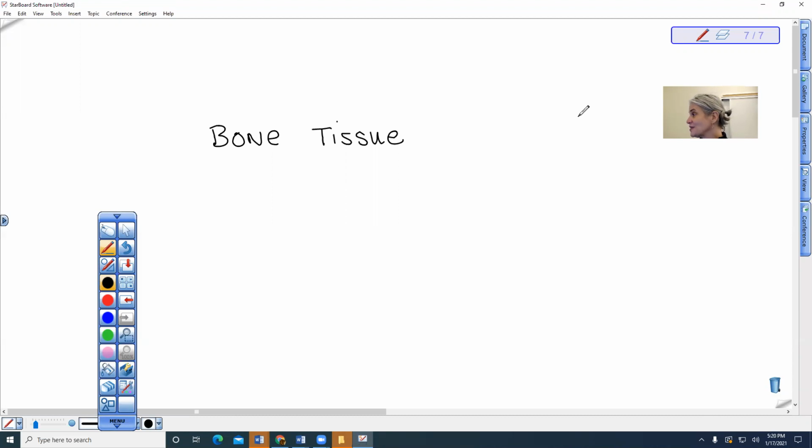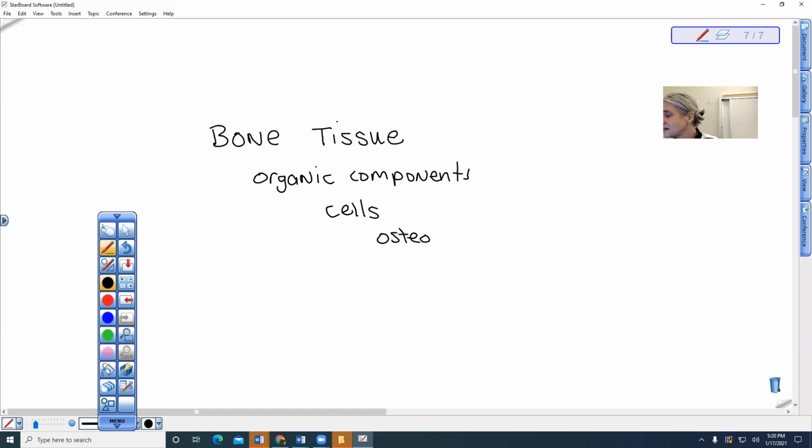When we talk about bones, we can talk about the organic components. So we can talk about cells. They are organic. They're composed of organic molecules. And we have the different types of cells. We have the osteoblasts. We have osteocytes. And we have osteoclasts.